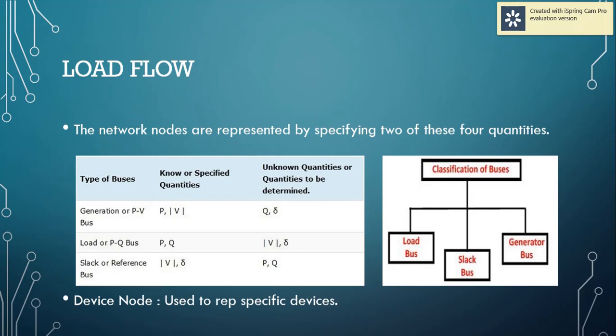The fourth one is called the device node. It is used to represent specific devices, for example, an SVS, which helps in voltage control of a particular bus. These buses are represented as device nodes. In the further sessions, we'll be moving on to the DIgSILENT environment and we'll try to understand these concepts in more detail.